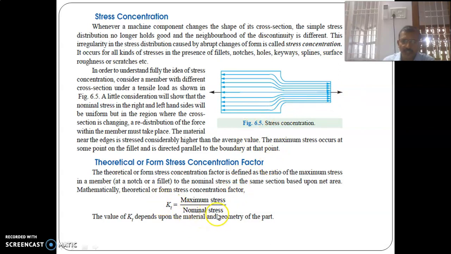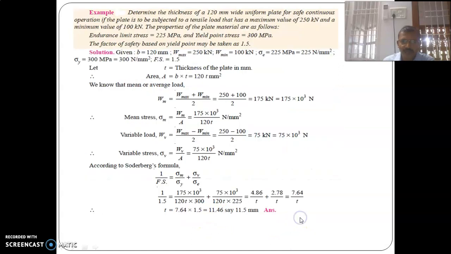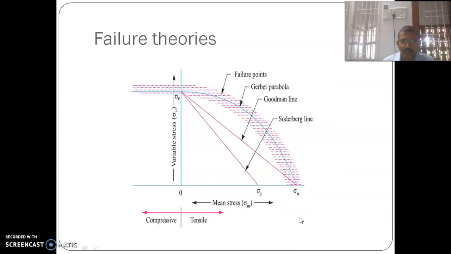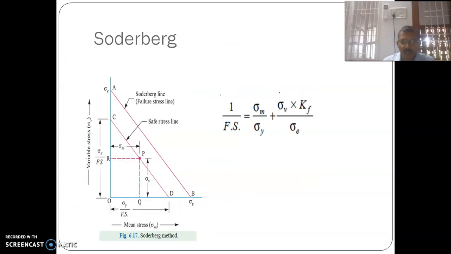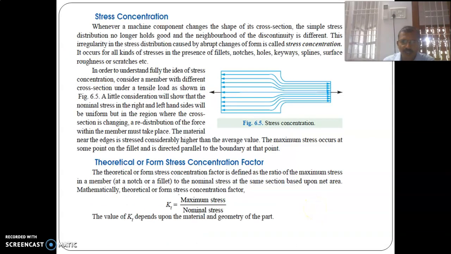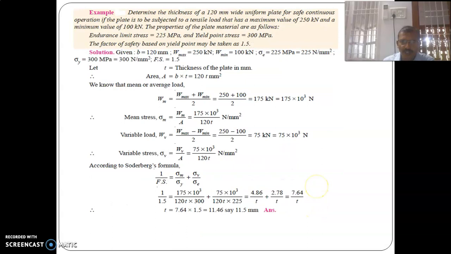So Kt equals maximum stress by nominal stress, and the term q is q equal to Kt plus Kf minus 1. q is the stress concentration factor.